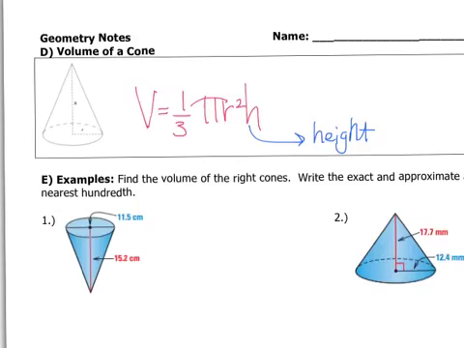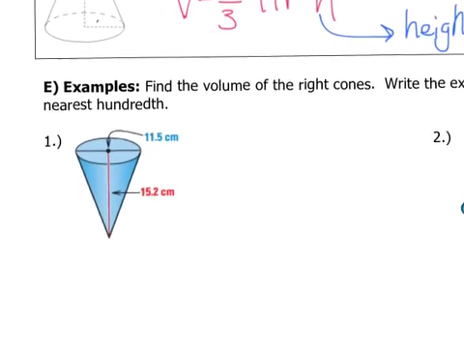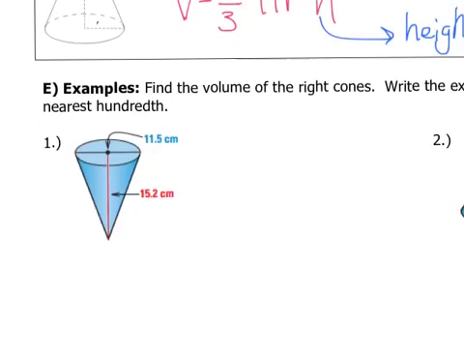All right, so let's look at just a very straightforward example here. Find the volume of the cone, write the exact and the approximate answer rounded to the nearest hundredth. The exact answer means to leave it in terms of pi, okay? So let's look at number 1. Start with your volume formula. We have the 1/3. Go ahead and just bring down your pi.